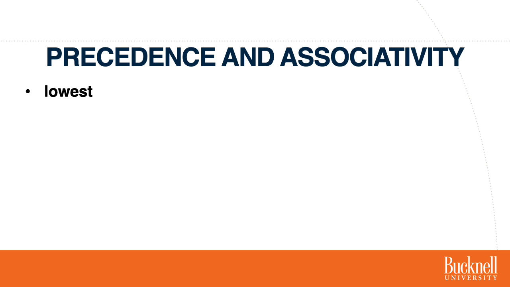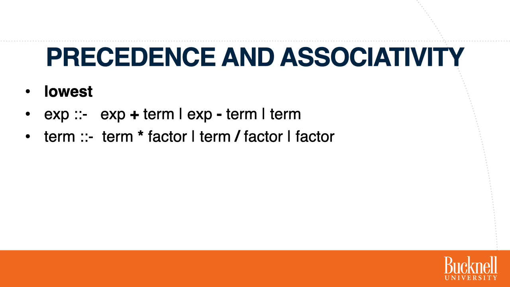If we combine this with associativity, we instead make all of these rules asymmetric. So for addition and subtraction, it's an expression and a term. For multiplication and division, it is term and factor. Factor's rule doesn't change.